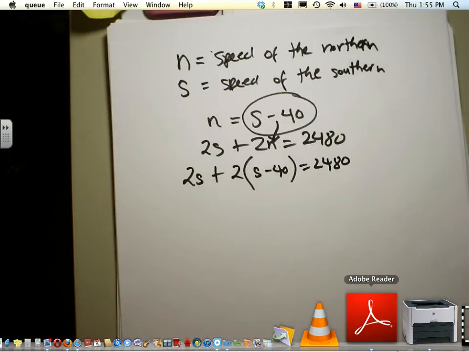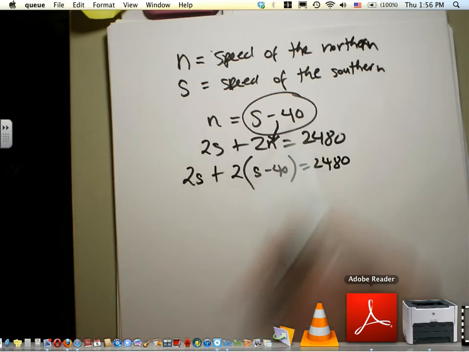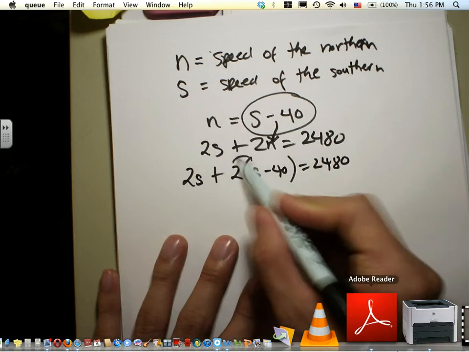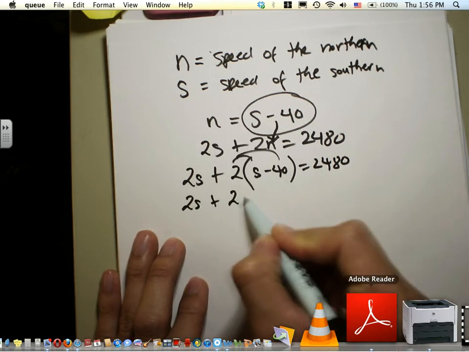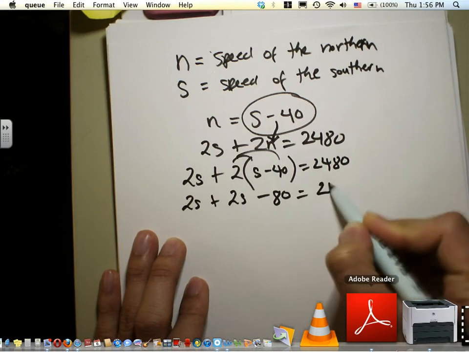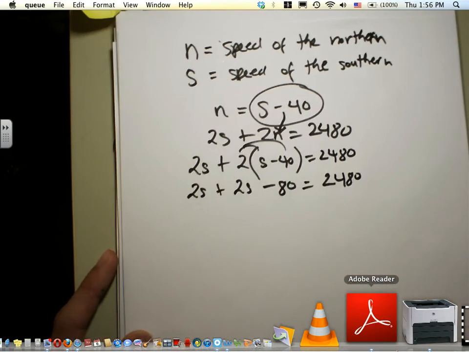Yes, Margaret. Why am I plugging into N? Because I know that N represents S minus 40. So I substitute. And the reason I have to substitute into N is because we need to narrow it down to just one single variable. We cannot have two variables, right? There. So what do we do here now? Distribute. So it's going to be 2S plus 2S minus 80 equals 2,480.